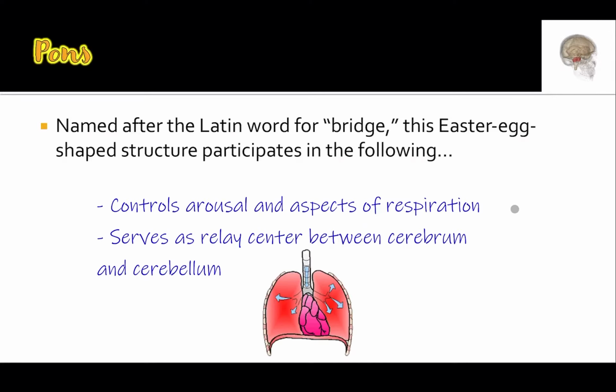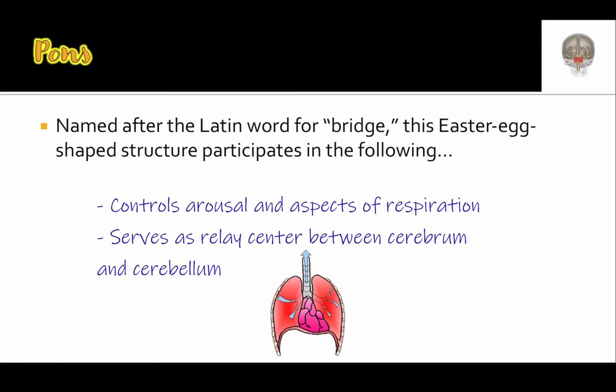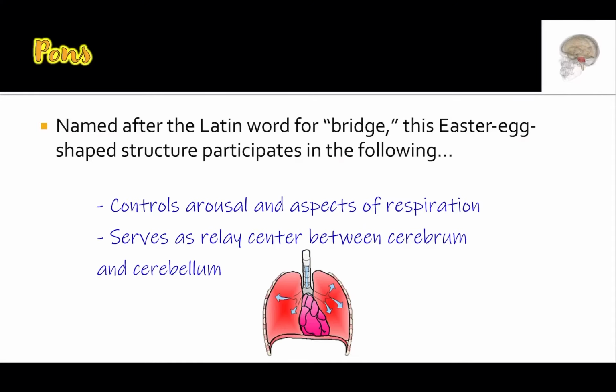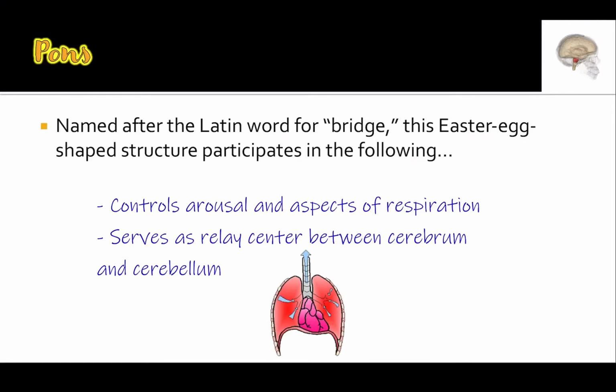The other thing the pons does is control aspects of your arousal and respiration, which is actually why those are tied together. When people become sexually aroused, typically their breathing rate changes with that. The reason those things are linked is because they're also linked in the brain.